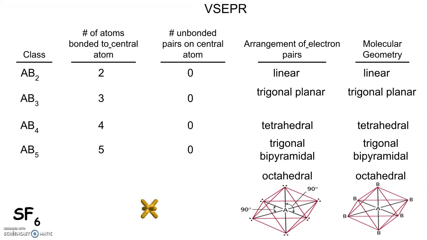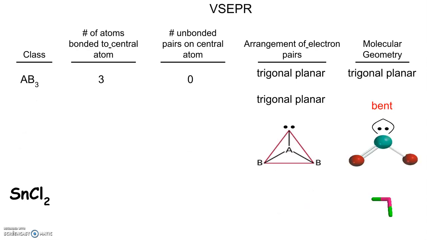Our last category in this classification is AX6, and AX6 creates an octahedral shape. You will have 6 atoms bonded to the central atom, such as our example of sulfur hexafluoride, and no unshared pairs around the central atom. And yes, you will have a 90-degree angle all around the central atom. Well, that's one set. Ready for some more?